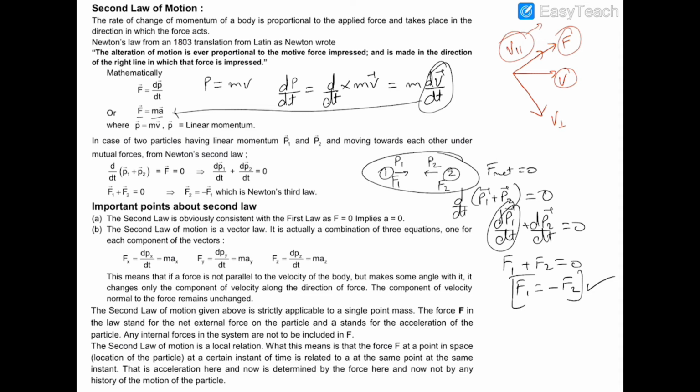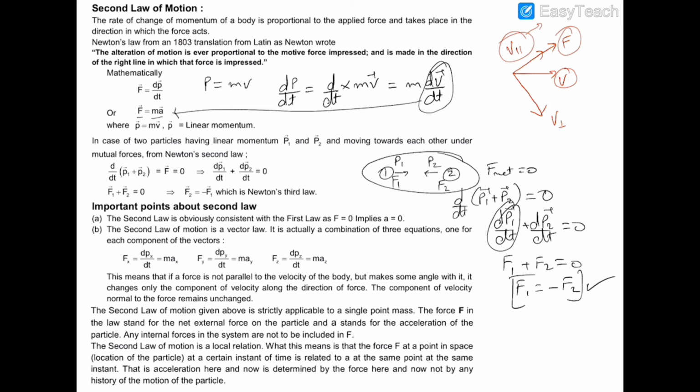So it is valid for a system, keeping in mind that when we write F equals ma, then F is the net force acting on that system, and a is the acceleration of that complete system, or we can say that a is the acceleration of the center of mass of that system, and center of mass is a single mass representative of a system.